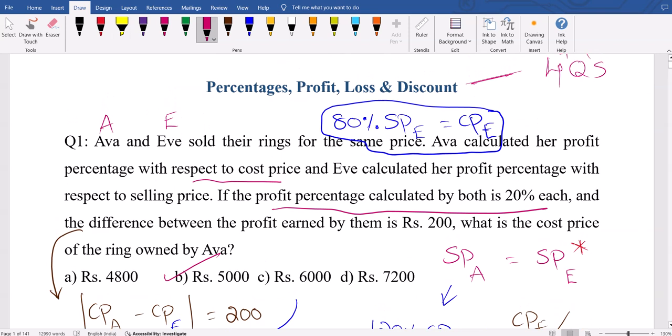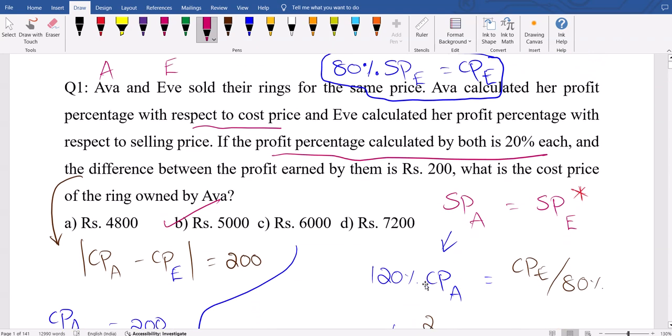In this question, A and E both sold a ring for the same price. Selling prices are equal. But A calculated on cost price, when there is 20% profit, you can directly write SP equal to 120% of CP. But there are some special cases, some people by mistake calculate profit on selling price. When you calculate profit on selling price, that percentage should be attached to SP. When profit is calculated on cost price, the percentage is attached to CP.